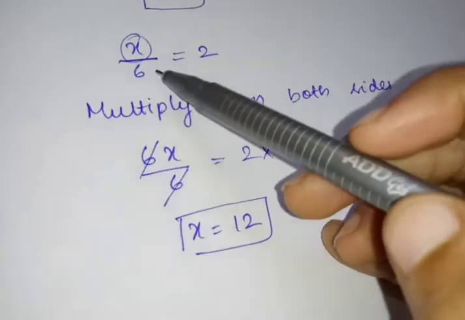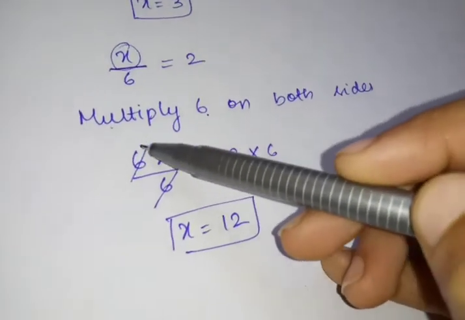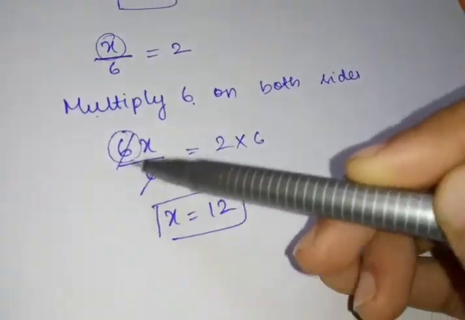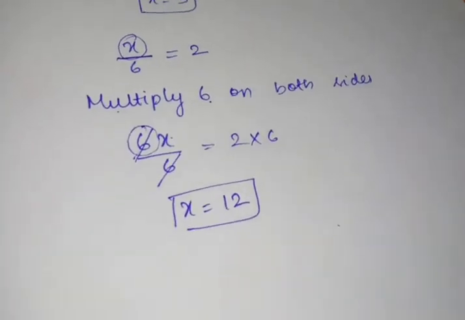Listen children, this 6 is divided. That's why I am multiplying 6 on both sides. That multiplication I did here. 6 and 6 cancel. x is equal to 12. This is how you should do the problems.